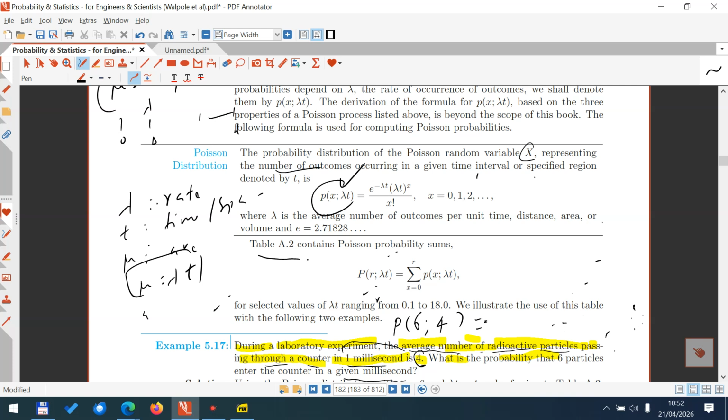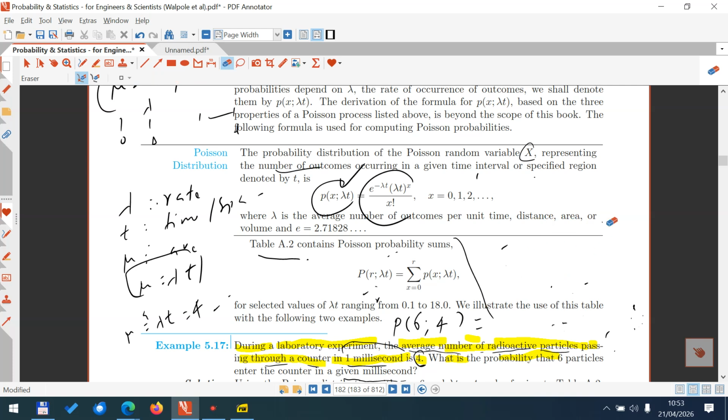Now, one way of solving this is to use the formula. So it will be exponential minus what? Minus 4, because lambda times t is 4, right? 4 is lambda times t, and that is mu. Then in the bracket, 4 to the 6th power, and there is 6 factorial. Let's say you want to do it with the table and you don't want to use a calculator.